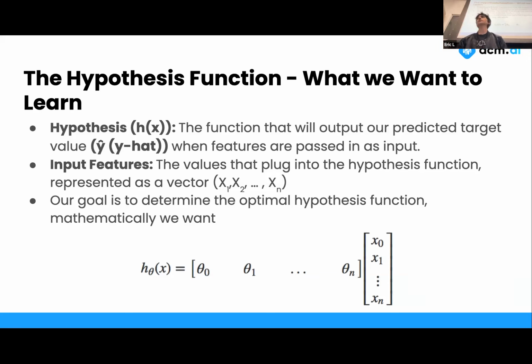Any questions about the notation covered so far? Right, cool.